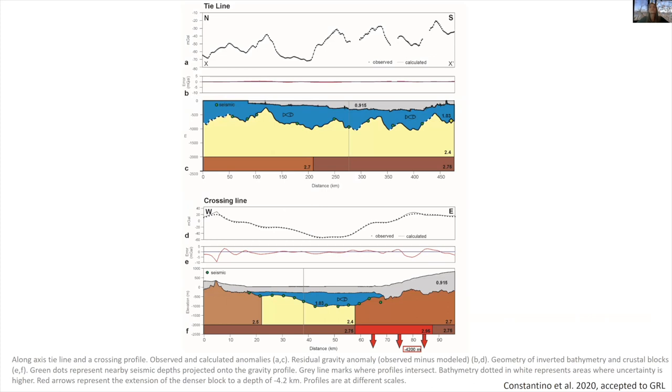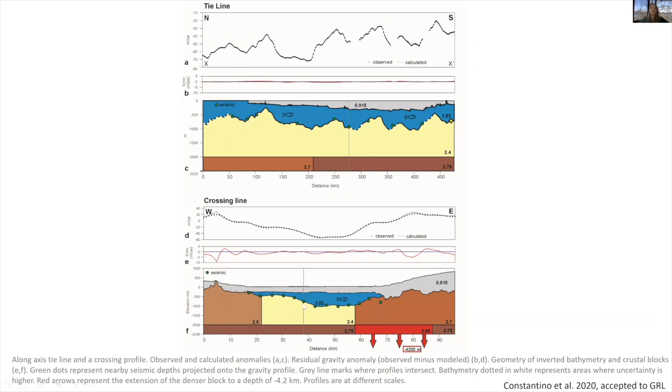So as I don't have seismic data crossing the crossing profiles, I use the depth of the inverted tie line to constrain my crossing profiles. So here I have a gray line on the tie line and a gray line on the crossing profile. And this is exactly where they cross each other. So I fix this depth.